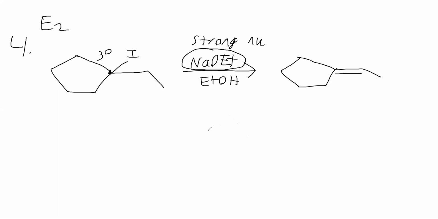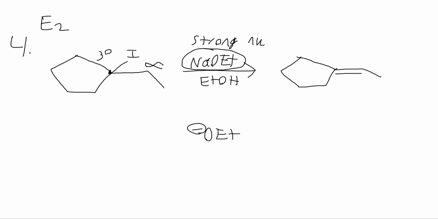Alpha position, that's one carbon away. I didn't learn that terminology when I took the class, but that's cool. He brought that up. So we form the double bond going this way. The alpha position is going to be one away from the leaving group. It's going to be this carbon to the right. And the base is an OEt minus.